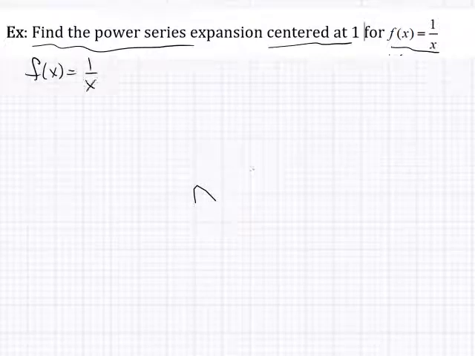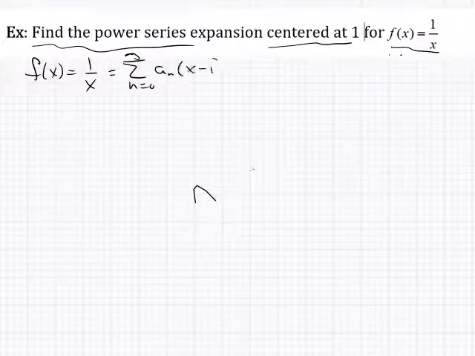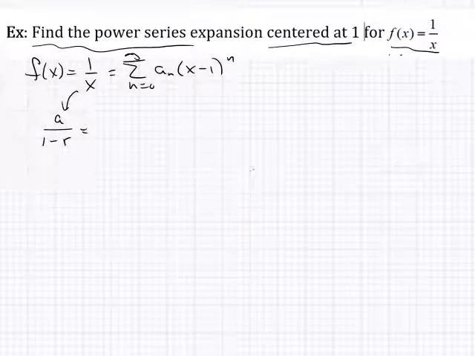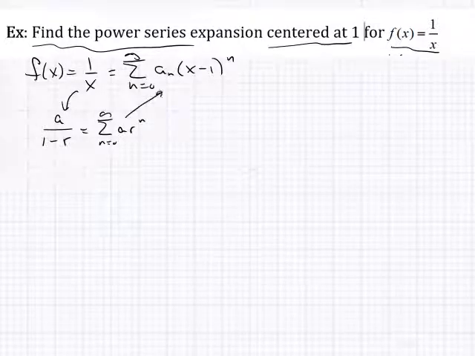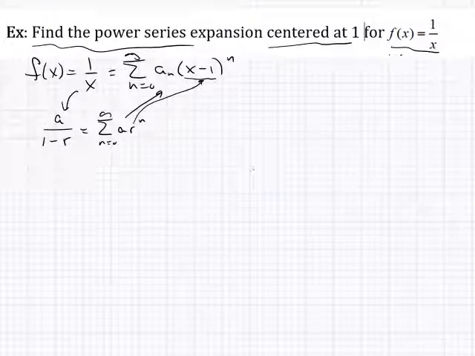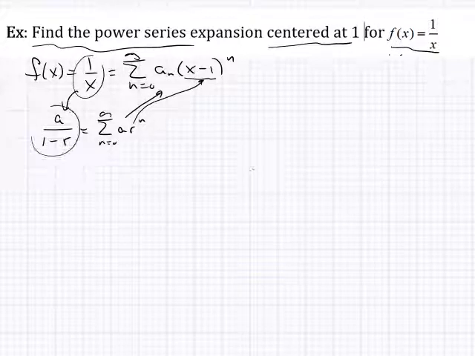We have this 1 over x. We want to write this as a power series centered at 1, so that'd be a sub n times x minus 1 to the n. That's what we want our power series to look like. The way we're going to do that is we're going to try and look at this as a geometric series in the form a over 1 minus r, and the geometric series would be a r to the n. Now if you relate this and this together, we're going to need our r to look something like x minus 1, and we're going to have to make this look something like a over 1 minus r.